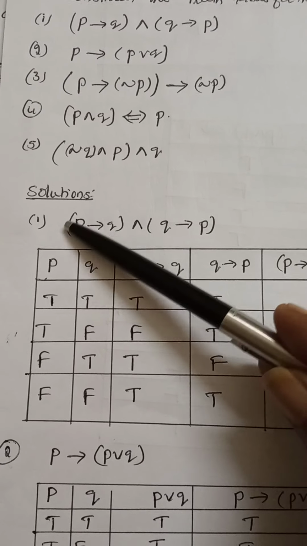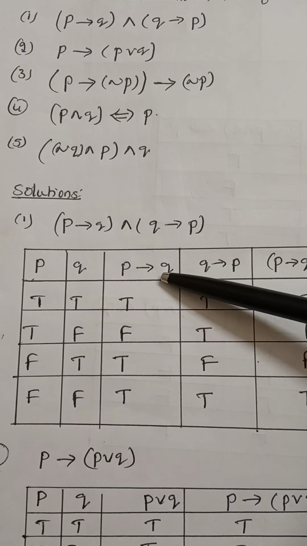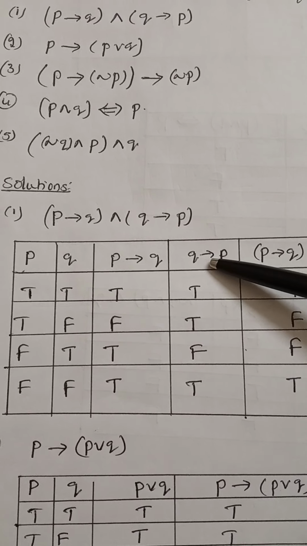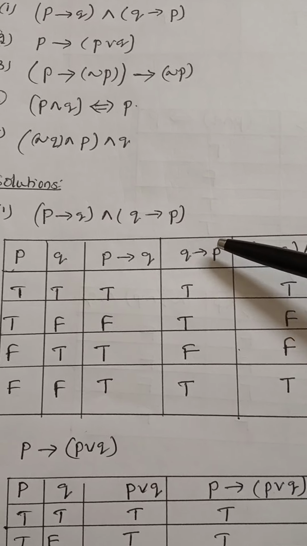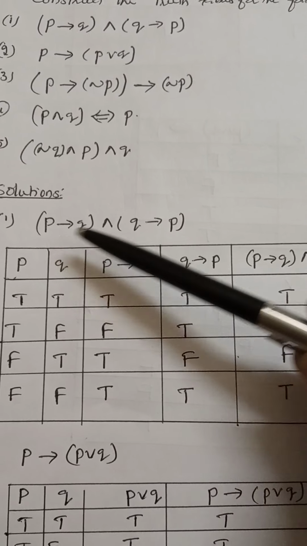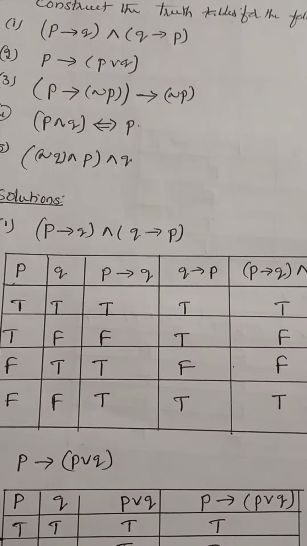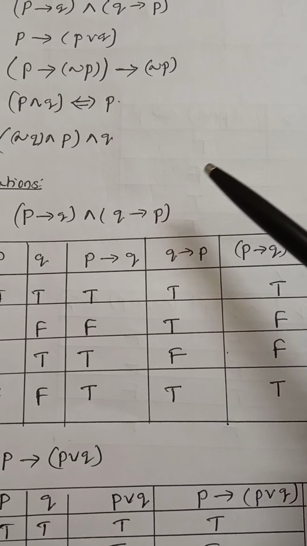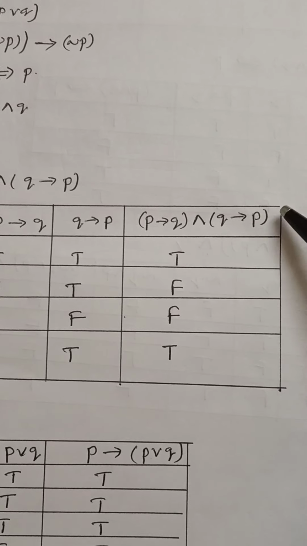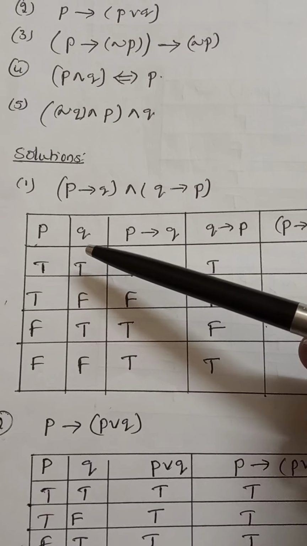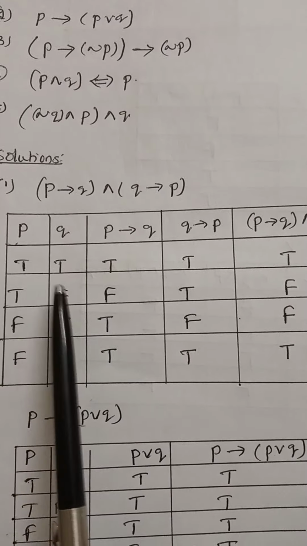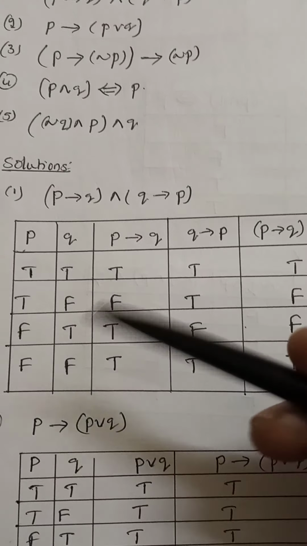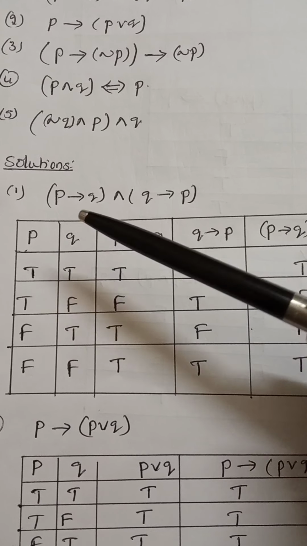The first one is the implication P arrow Q. Another compound statement is Q arrow P. Now this and this together form another compound statement. This is the bigger one, that means P arrow Q and Q arrow P. This is the last column. First of all, you have to write all possible truth values: true, true, true, false, false, true, false, false. These are the possible truth values for the propositions P and Q.